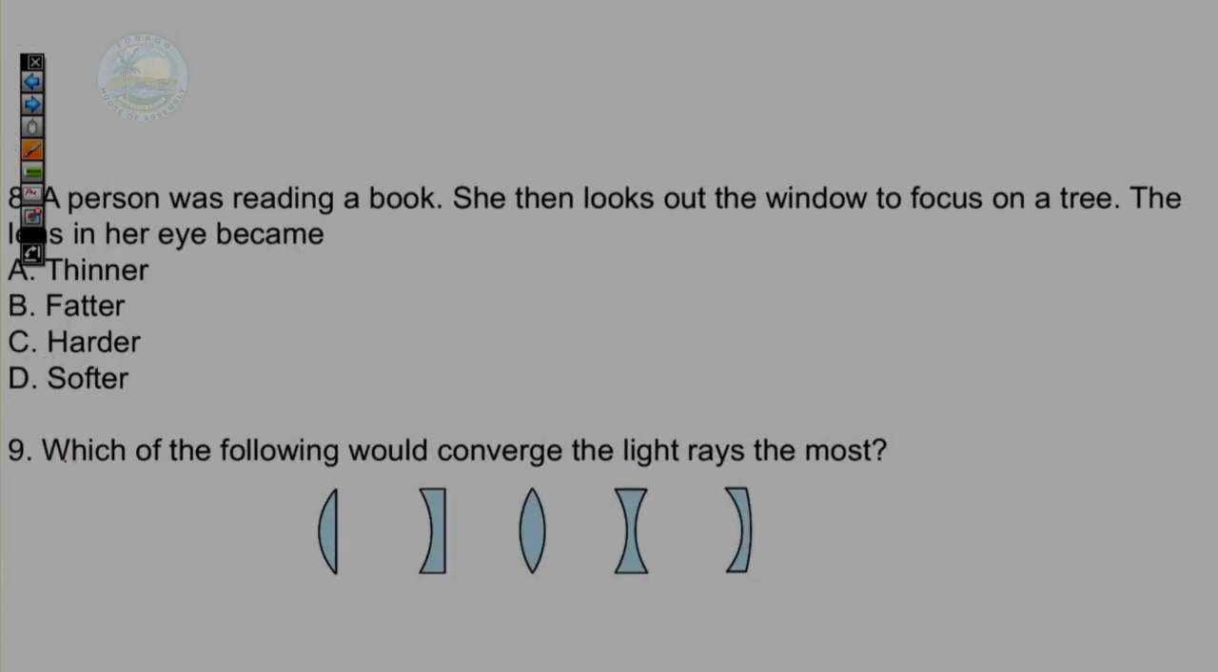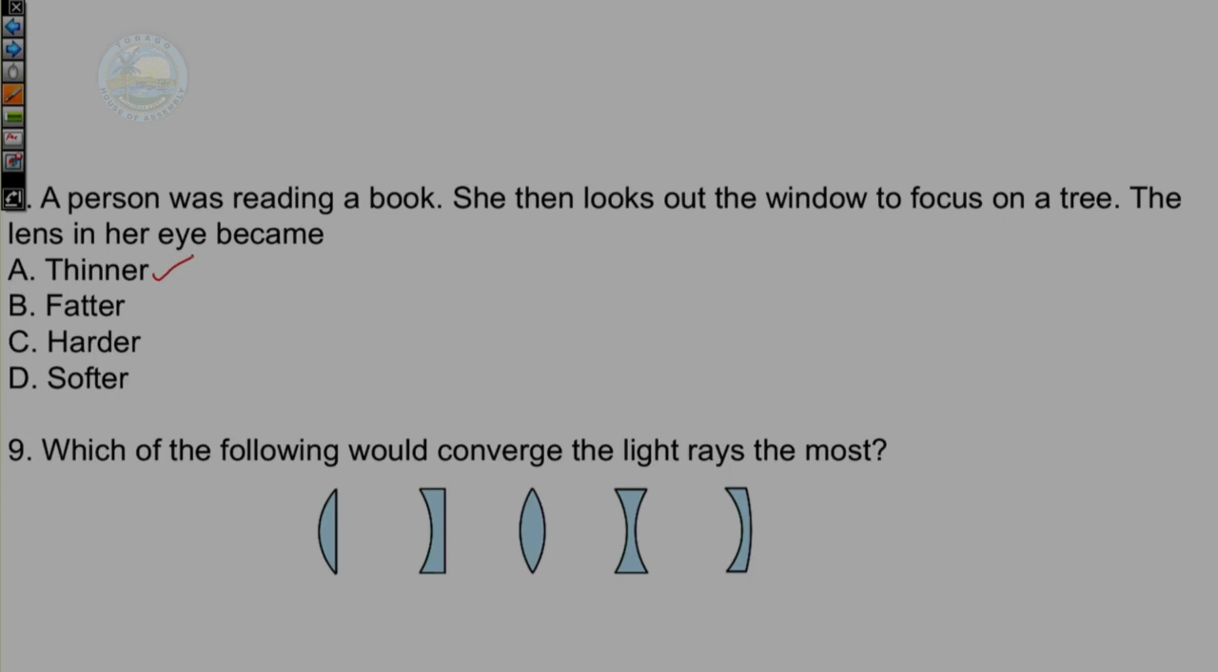Number 8. A person was reading a book. She then looks out the window to focus on a tree. The lens in her eyes become thinner, fatter, harder, or softer. So she's focusing here and then she looks out. So for distant objects, the lens must become thinner.